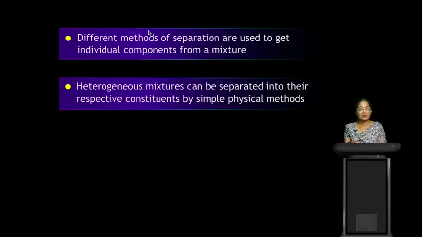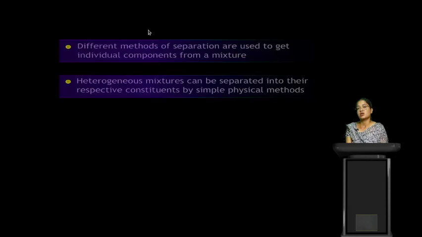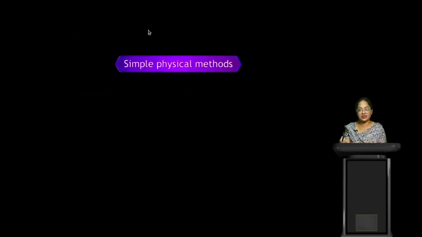Heterogeneous mixtures can be separated into their respective constituents or individual components by simple physical methods. Like the pile of vegetables. That is a heterogeneous mixture. So, we use simple methods to separate them, no? In the same way, these heterogeneous mixtures can be separated into their individual components. Maybe the carrots separate, the onions separate, the tomatoes separate, all these respective constituents by simple physical methods. Let's see what these simple physical methods are. Okay.